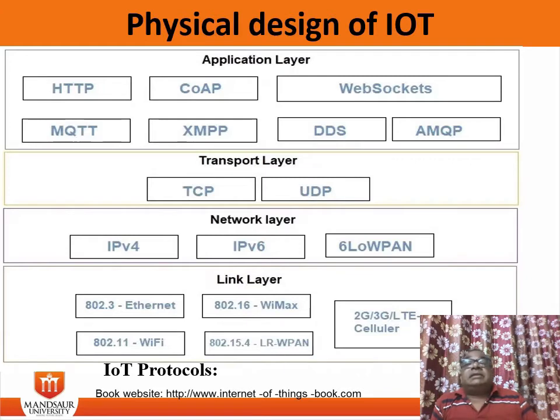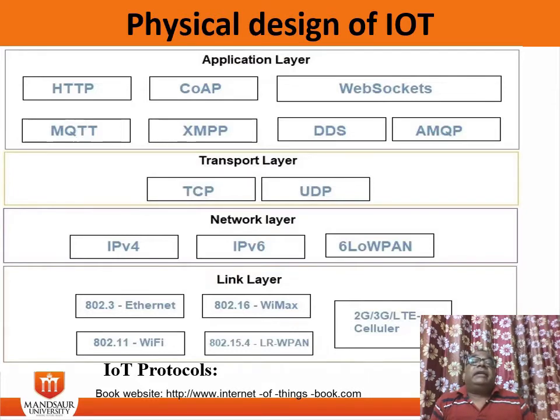IPv6 deployment has been ongoing since the mid 2000s. IPv6 is a 128-bit address, theoretically allowing 2 raised to the power 128, or approximately 3.4 multiplied by 10 to the power 38 addresses.